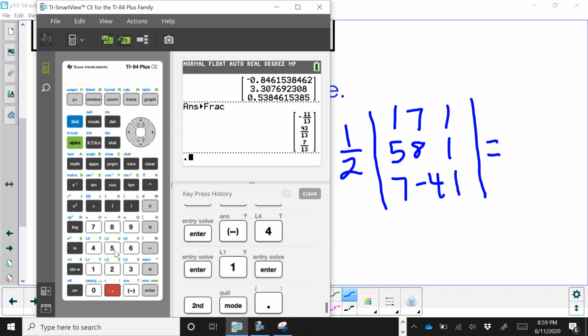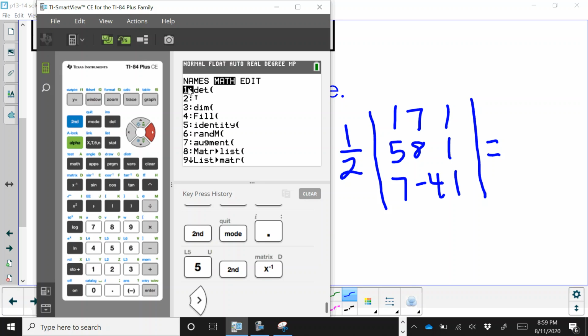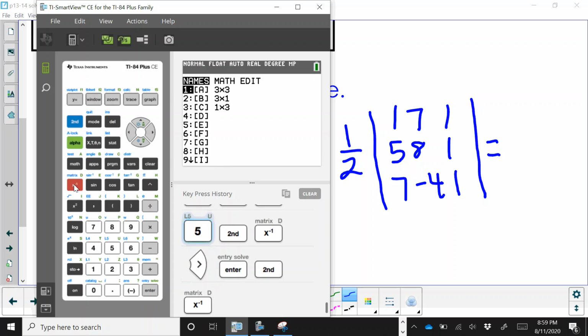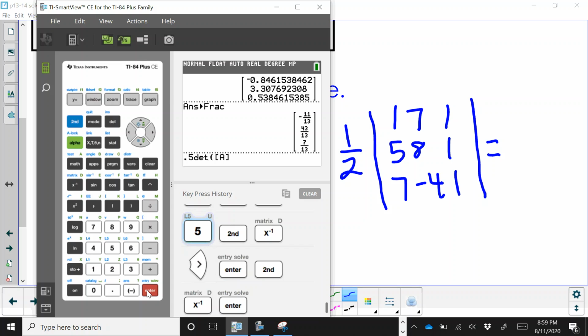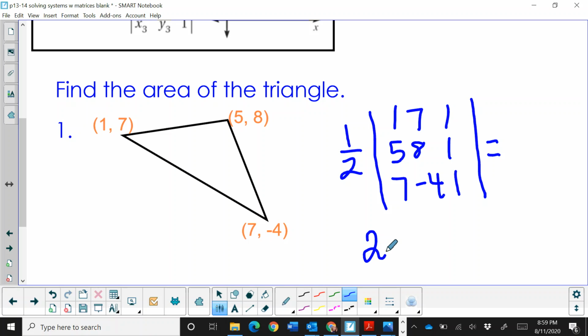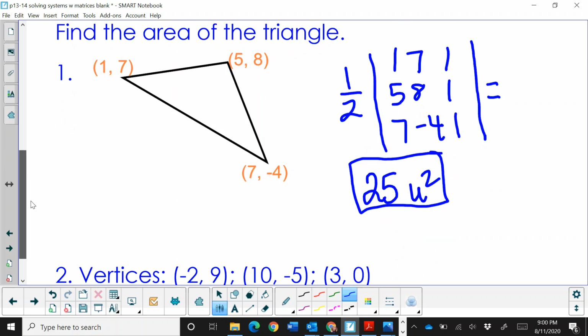Now we're going to take 0.5 or 1/2 times the determinant. Now, do you remember where the determinant button is? Second matrix, go over to math, choose the first choice, determinant, and of course we were in A, so second matrix. We just want to pull up the name and enter. So it's -25, but we know area can't be negative, so we know the area must be 25 square units, and that's our area.